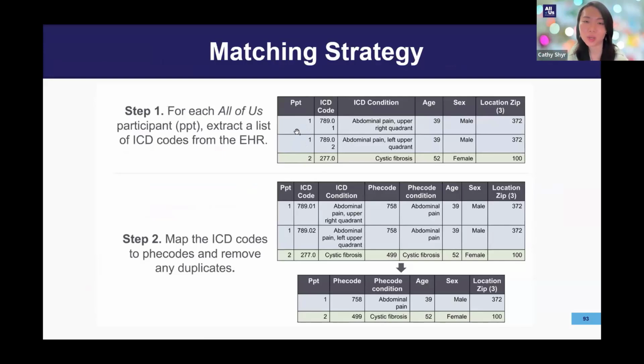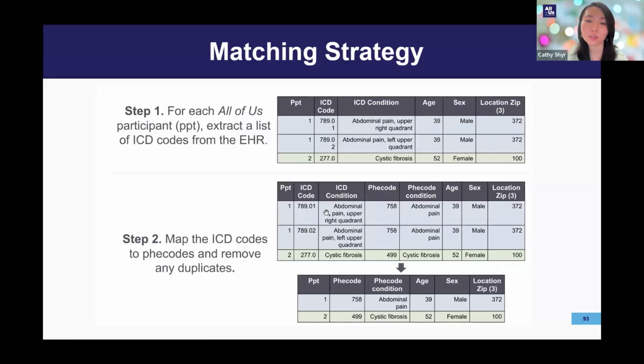So in this case, we have 2 participants, and there are 3 unique ICD codes here. We also extracted age, sex, as well as their location, which is their 3-digit zip code. In step 2, what we did is that we mapped each one of these ICD codes into Phi codes.